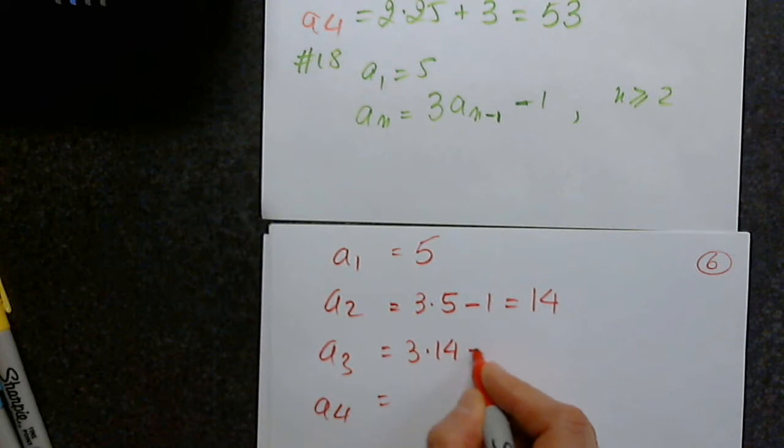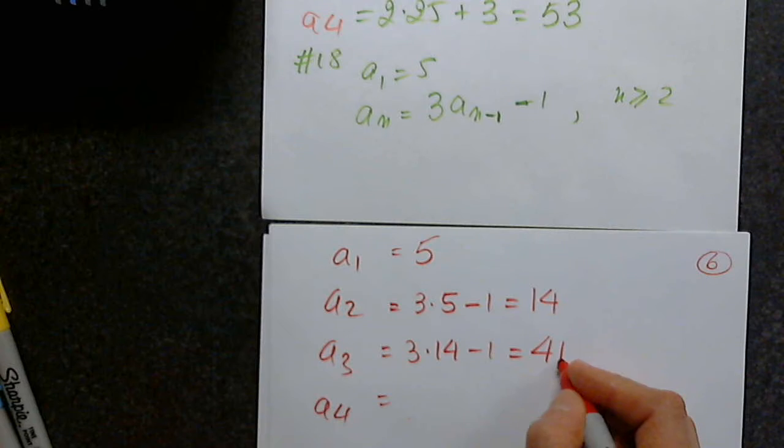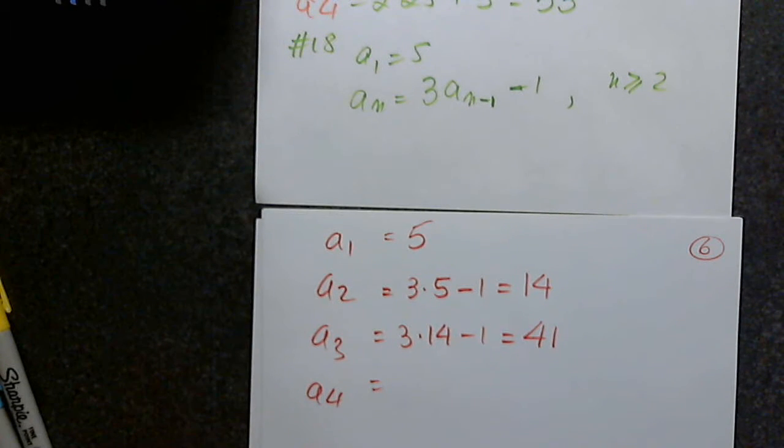3 times 14 minus 1. And this is 42 minus 1, 41. Correct me if I'm wrong. And the last term that we are asked to find, we can find as many as we want, but the last one we are required would be 3 times 41 minus 1. So 123 minus 1, 122.